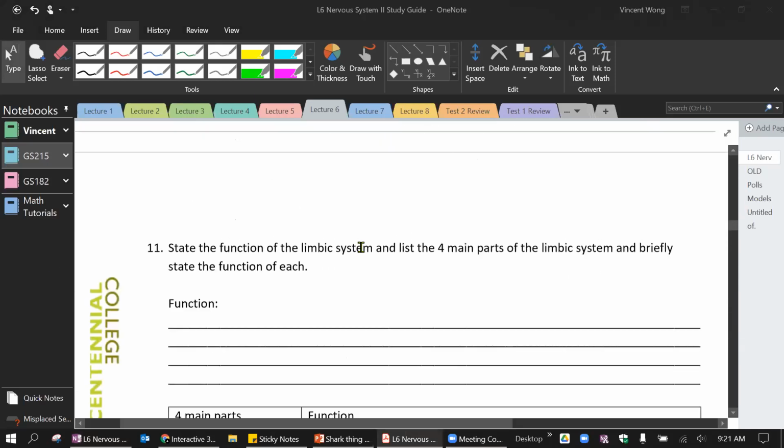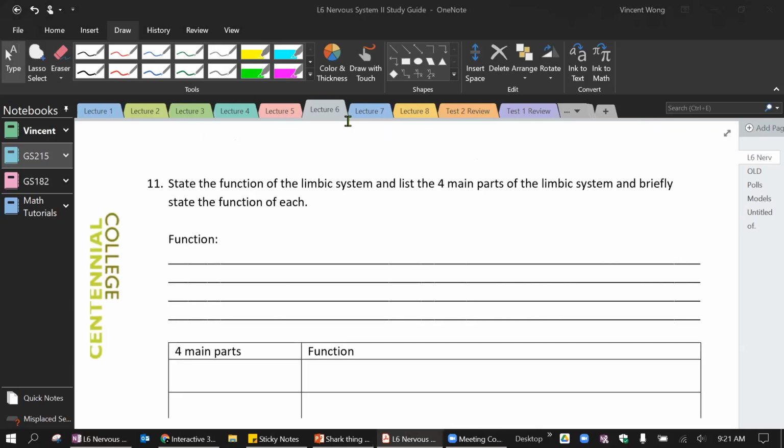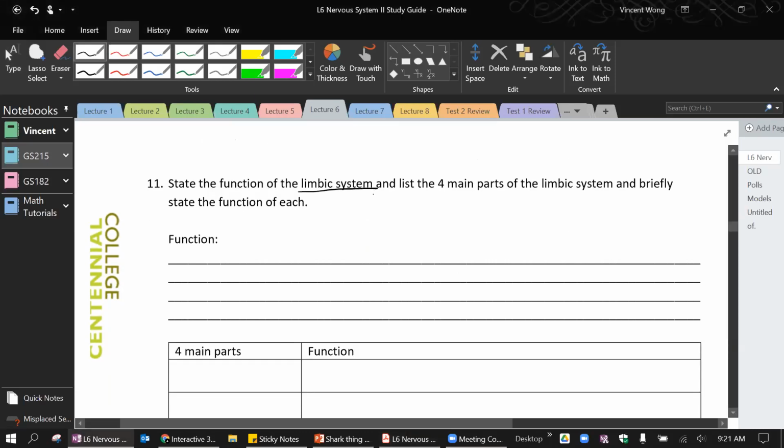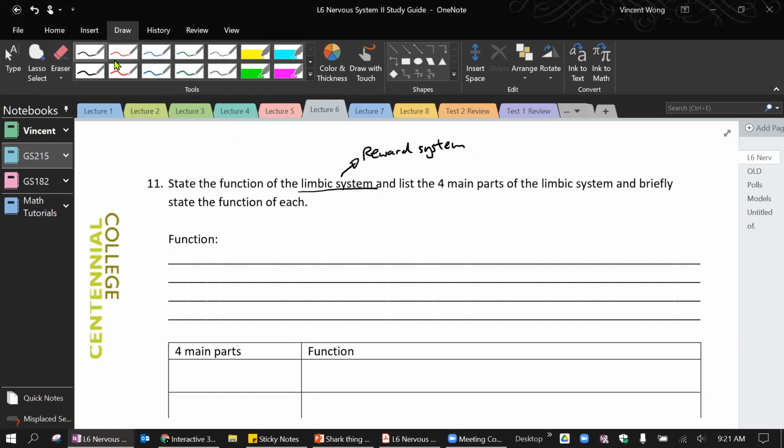All right, next we have the limbic system. State the function of the limbic system. This is essentially the reward system, right? The reward system. And list the four main parts of the limbic system. Okay, so what is the function of the limbic system?